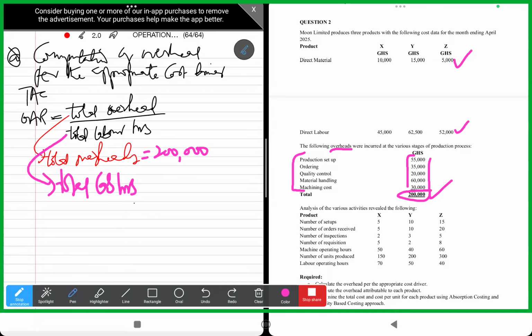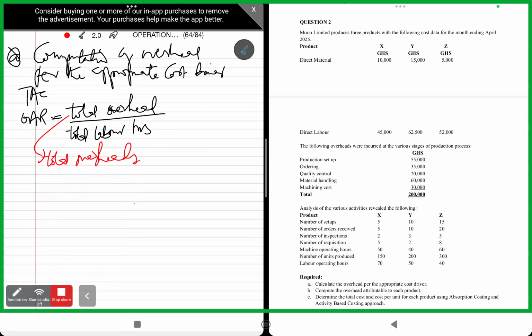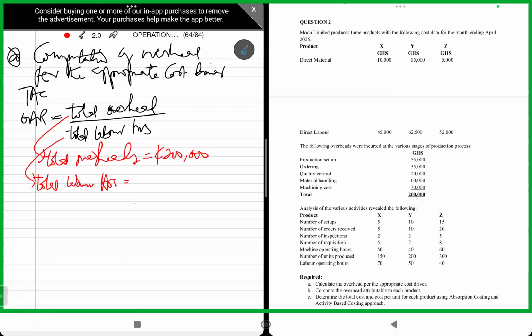Now, we proceed. What is the total labor hours? So that's where the overheads are. So the overheads equals what? 200,000. Confirmed. Then we go to the next one. Total labor hours. We find the total labor hours.